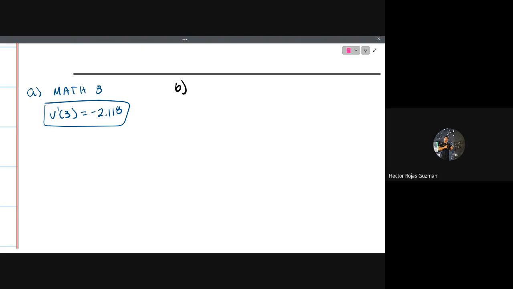Well, here's the generic formula. If you want to find the value of a function and you're given a derivative, you're going to be using the integral from a to x of the derivative plus f of a. This is your initial condition.